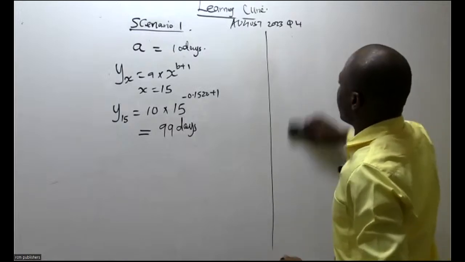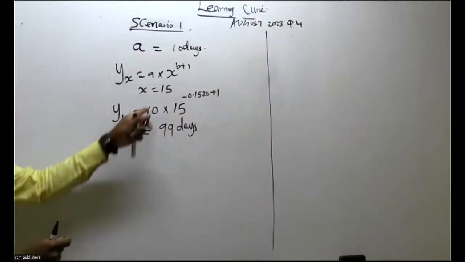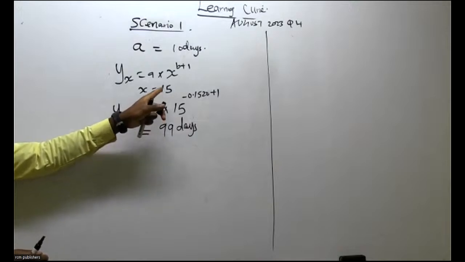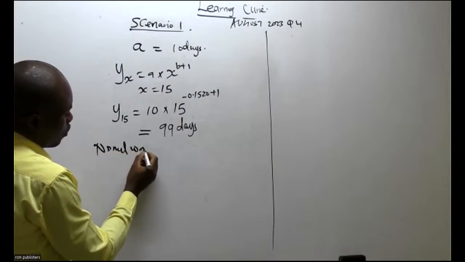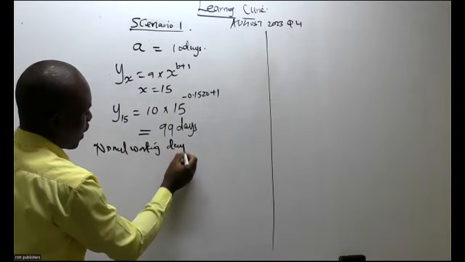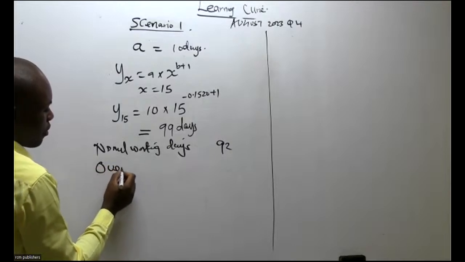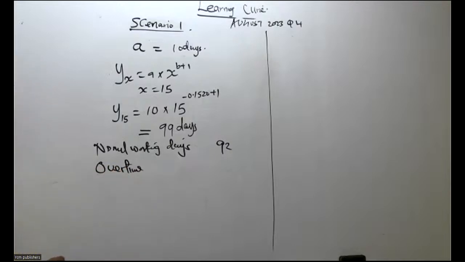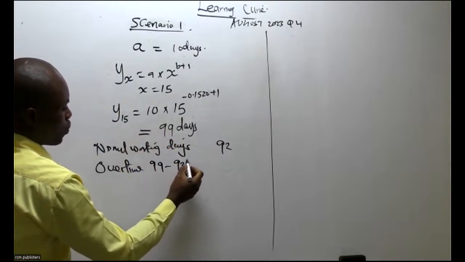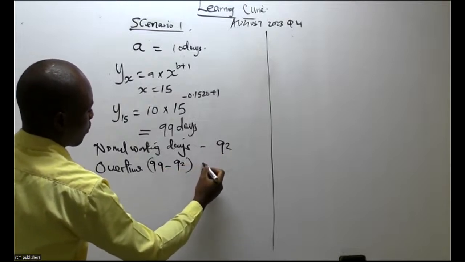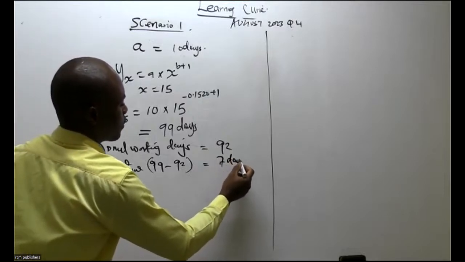Good. I want us to identify some interesting things here. This is the total time they are going to take to produce how many buses? 15. To assemble 15 buses. Now, the normal working days, as per that question we are told is 92. Is it? 92 days. Overtime, we have been told how much the overtime will be. The total number of days they need is 99. Normal working day has got 92 days. So how much is the overtime? 7 days.